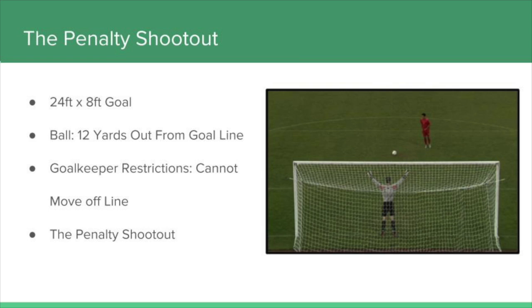As for the penalty shootout itself, each team alternates shooting 5 shots on the opposing team's goalkeeper. The winner is decided by which team has more goals after those 5 shots. If the scores are tied, the game goes into sudden death.